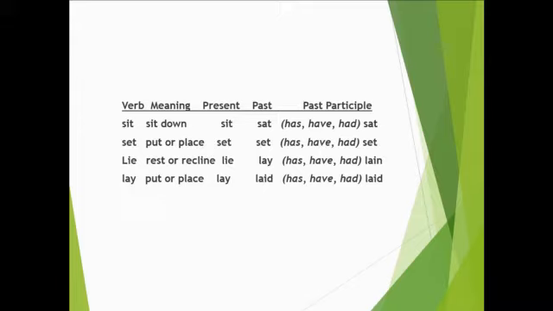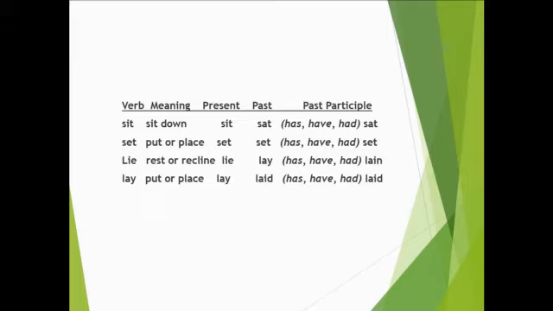Now we have lie and lay. Now comes another problem. The first word, lie, means rest or recline, to rest. Present will be lie, past will be lay, past participle with has, have, had, lain.